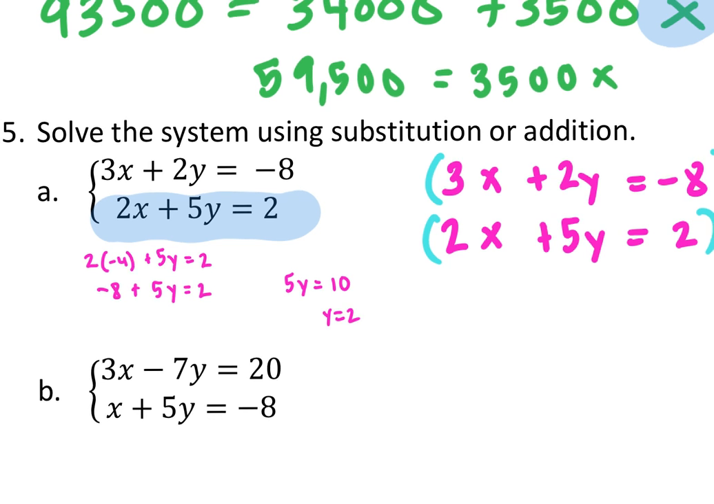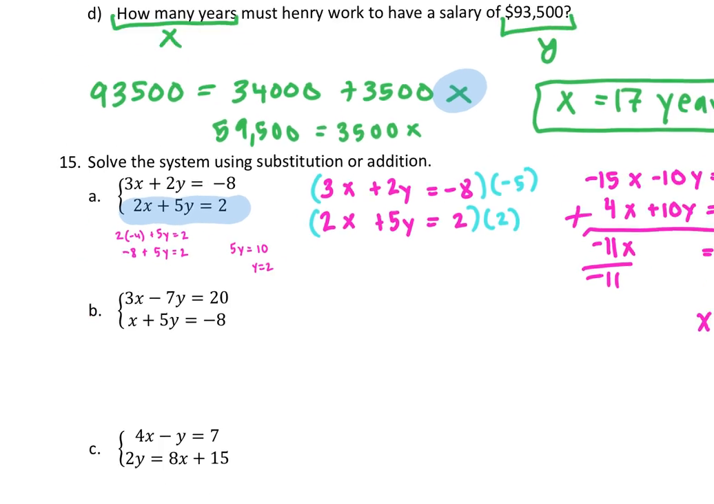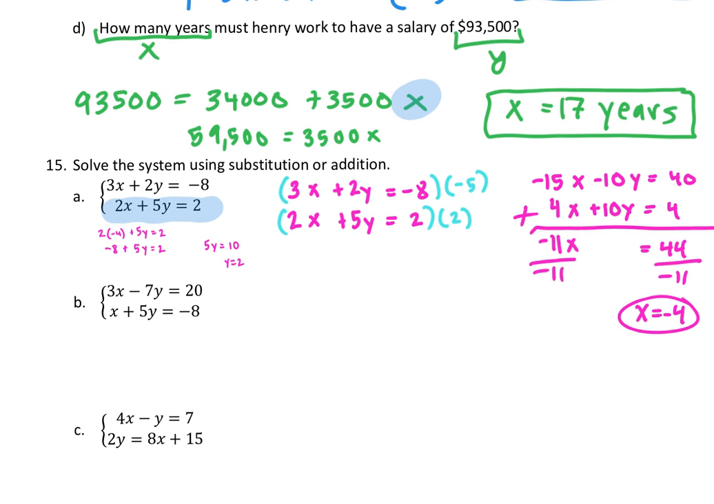So my solution here is my x value and my y value, but they need to be together. I personally like writing it as a point where we have the x value, then the y value. And there is our solution. I'll highlight it because the work was kind of messy.